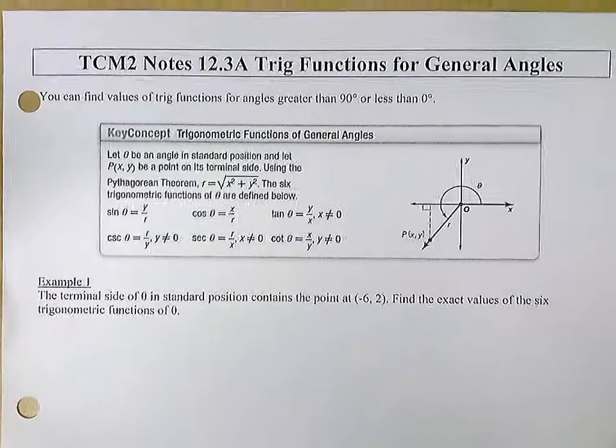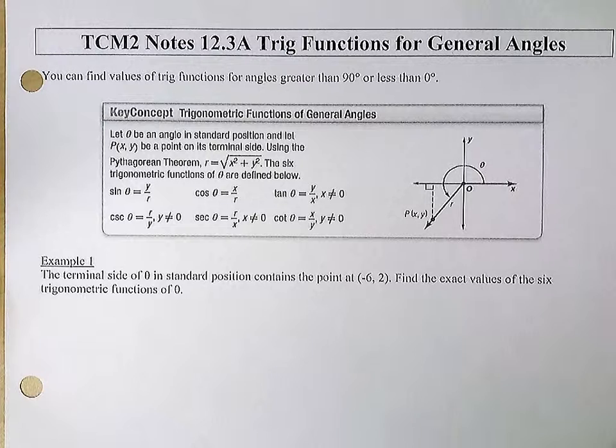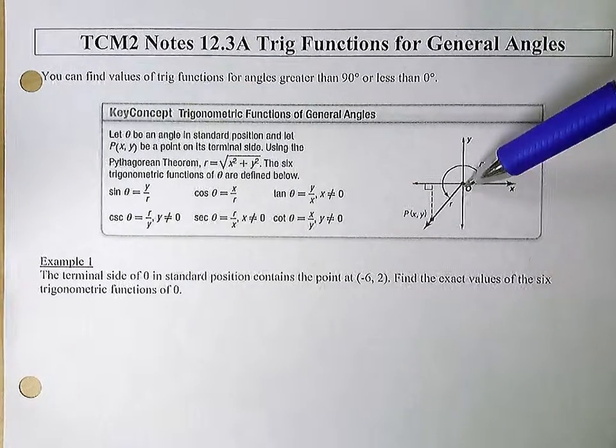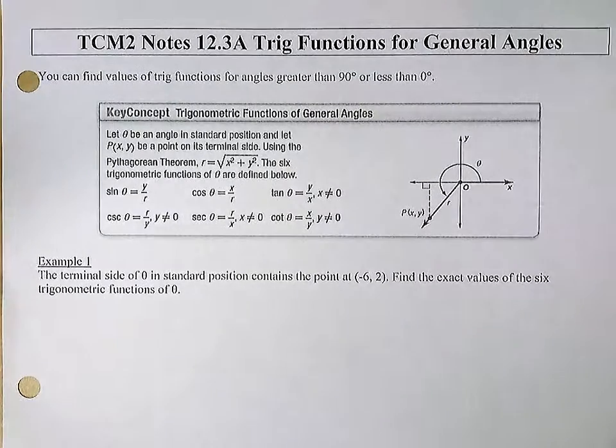Today we are going to look at trig functions for general angles. We are still looking at these trig functions: sine, cosine, tangent, cosecant, secant, and cotangent. Today we're looking at where it would be graphically, including theta. So you can find the values of trig functions for angles greater than 90 degrees or less than 0. If it's greater than 90 degrees, over to that obtuse angle, you can find those as well as if it is negative, where you're rotating clockwise instead of counterclockwise.